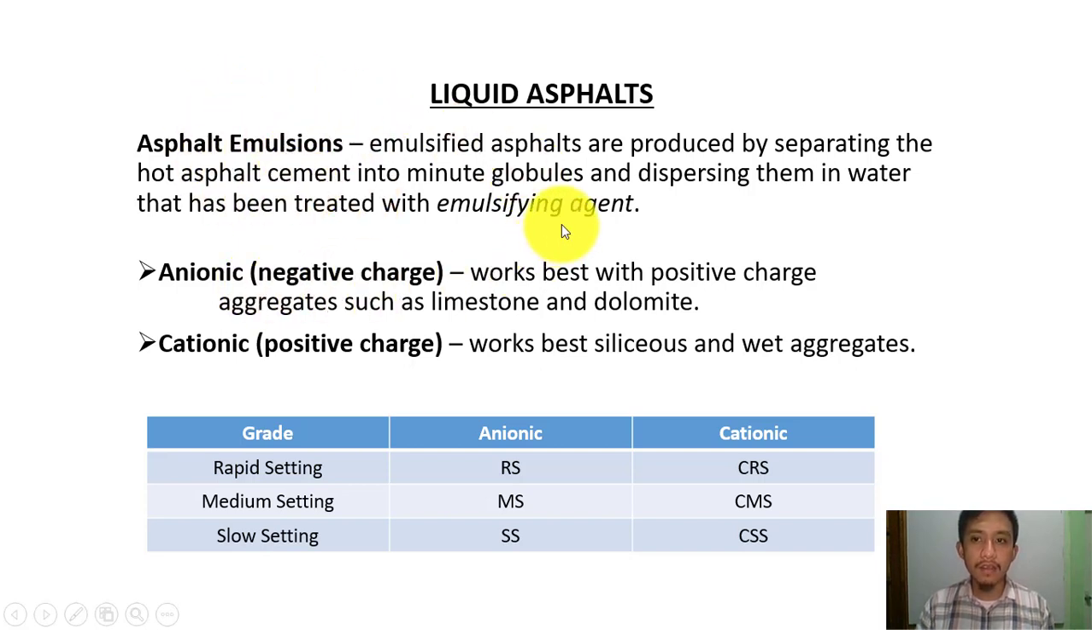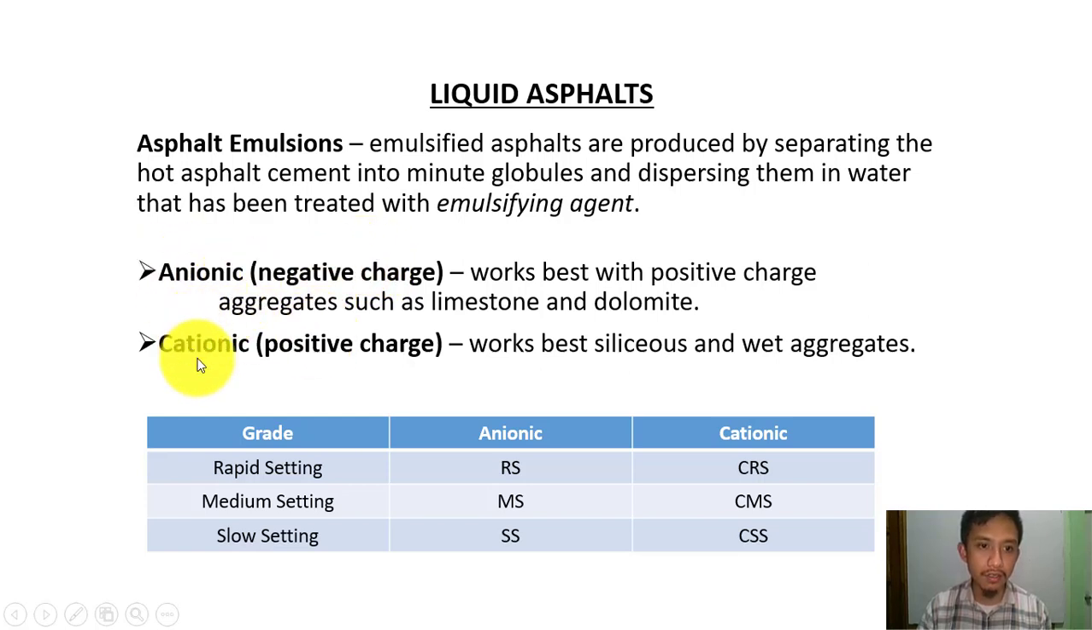So we will be heating the asphalt cement so that the globules will be separated, and then we will be dispersing that in water which is treated with an emulsifying agent. That's why it becomes emulsified asphalt. So these are your emulsifying agents: anionic, or negative charge, and cationic, that is positive charge. These are the two ways of creating your emulsified asphalt.